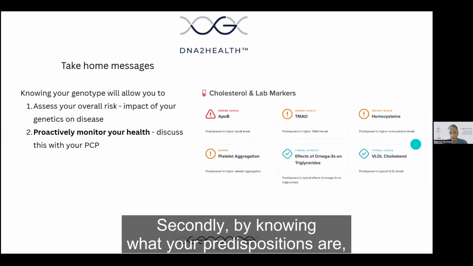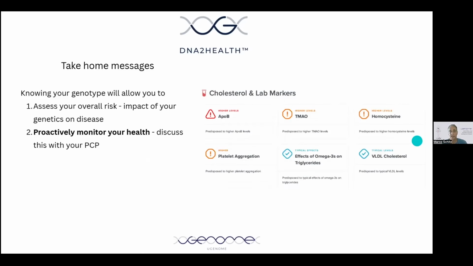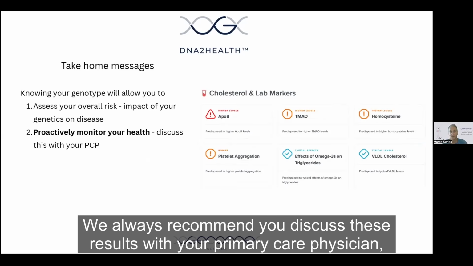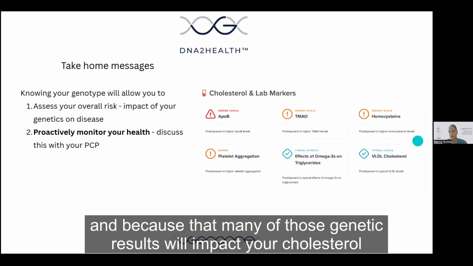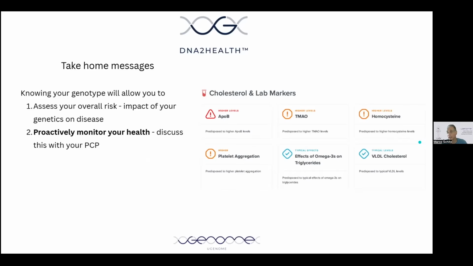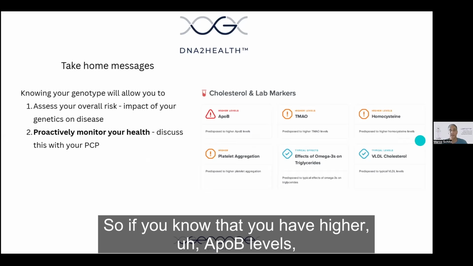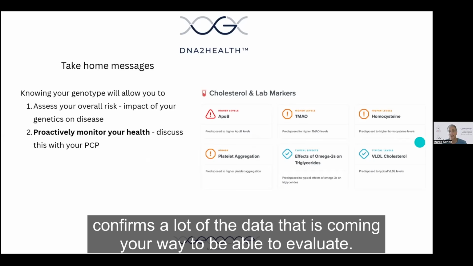Secondly, by knowing what your predispositions are, you can proactively monitor your health. We always recommend you discuss these results with your primary care physician, because many of those genetic results will impact your cholesterol and lab markers that you're probably already evaluating and your physician is already looking at. So if you know that you have higher ApoB levels, genetically, you may see those in your lab markers, and that also confirms a lot of the data that is coming your way to be able to evaluate.